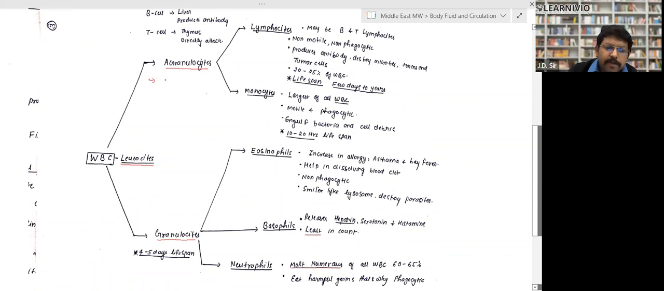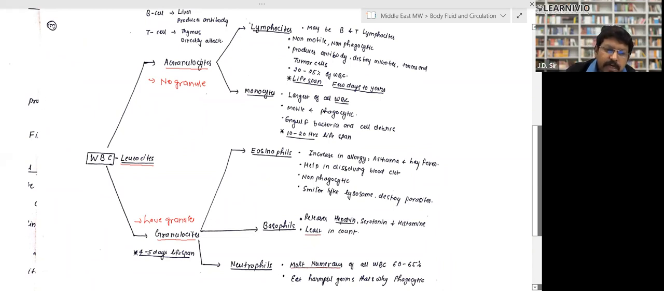Agranulocytes do not have granules in protoplasm. They do not have any granule-like structure in protoplasm. Granulocytes have granule-like structure in protoplasm. So that is the difference between granulocyte and agranulocyte. Further, agranulocytes have been divided in two categories, lymphocyte and monocyte.